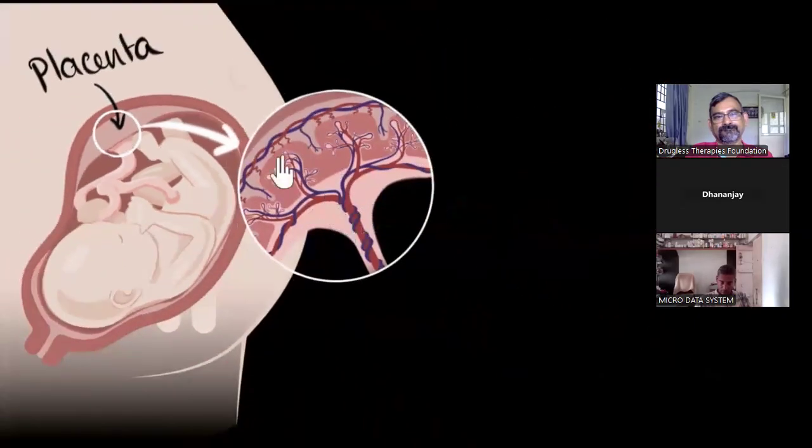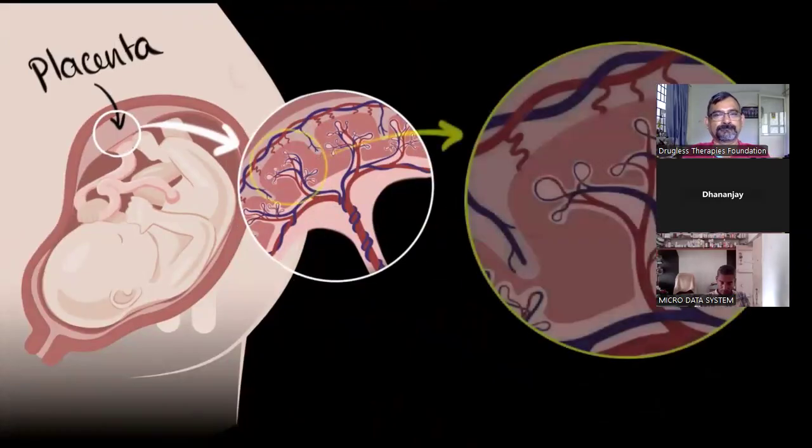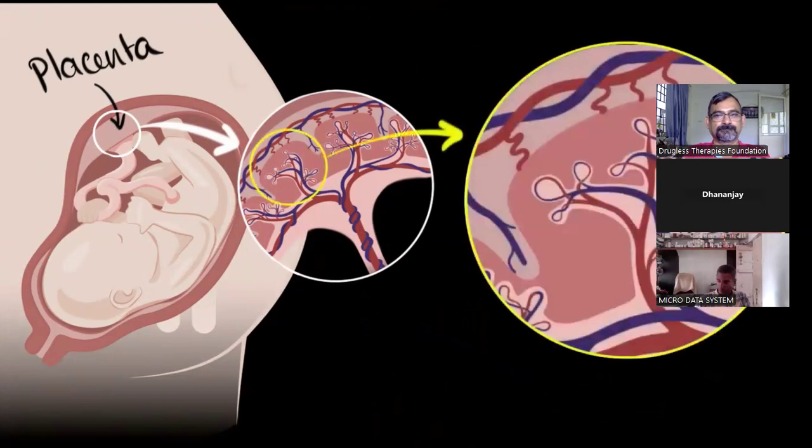So let's see how the placenta helps the baby get everything. Let's zoom in a little bit further. If I were to take a small section of that and zoom in, all right, now we can see it better. Over here, like I said, these are the maternal blood vessels. Let me write that down. So this is the mother's blood vessels.